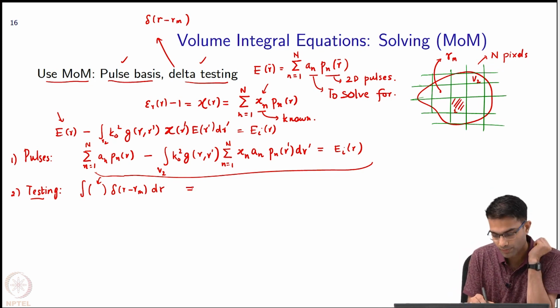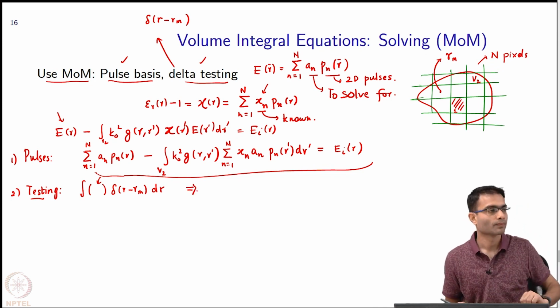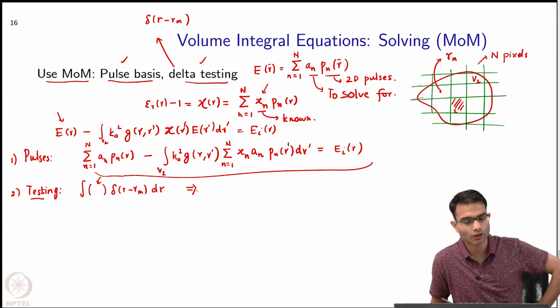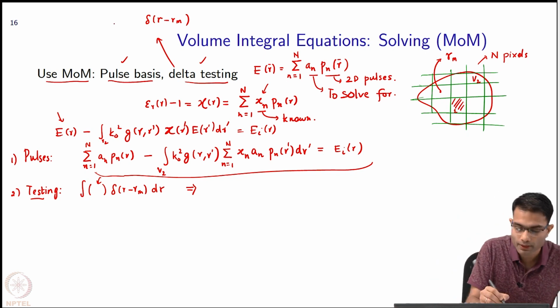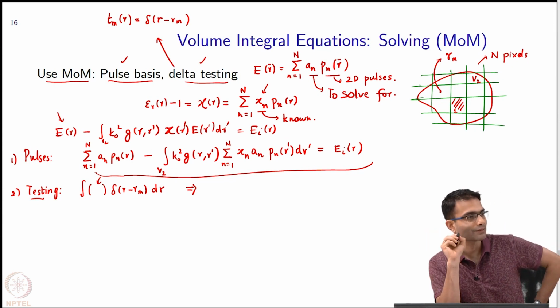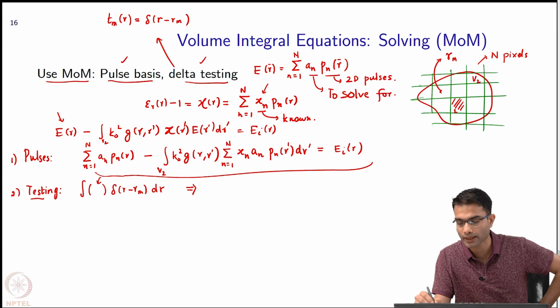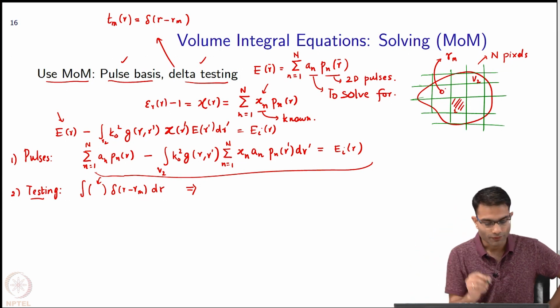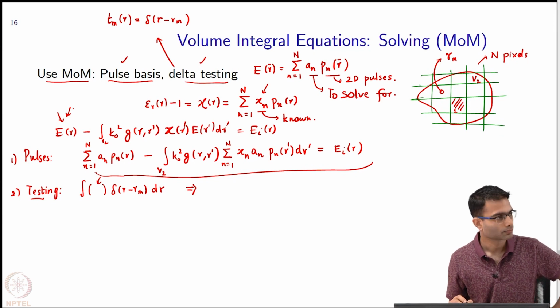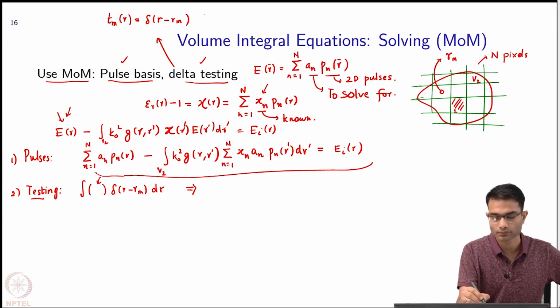So, what will that become? Take the delta function, delta of r minus r m. This is my testing function, the mth testing function. Okay. So, I am taking one testing function which is an impulse located at r m. First term over here, what happens to the first term? This delta function is also 2D. It is a 2D delta function. What happens to the first term?